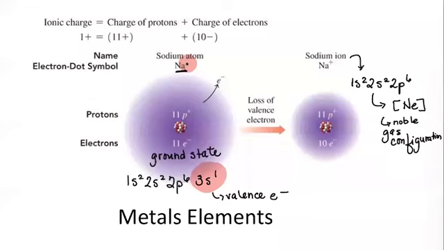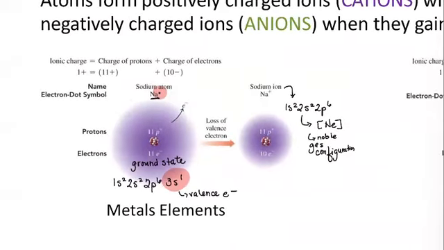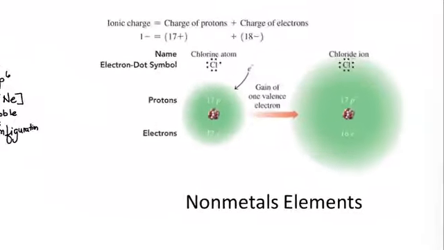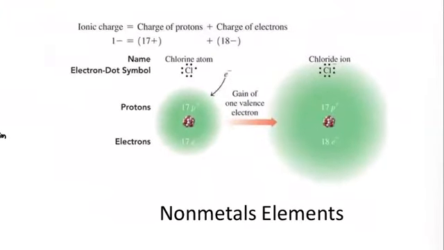So this is the case of many metals, and in this particular example, we have sodium. Now let's look at the example of why nonmetals are going to be accepting electrons. When we look at the case of nonmetals, here we have the example of chlorine. Chlorine is going to have 17 protons and 17 electrons at ground state.